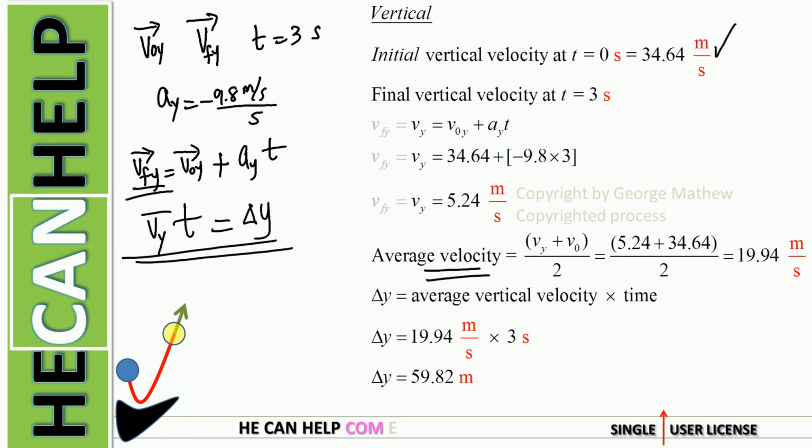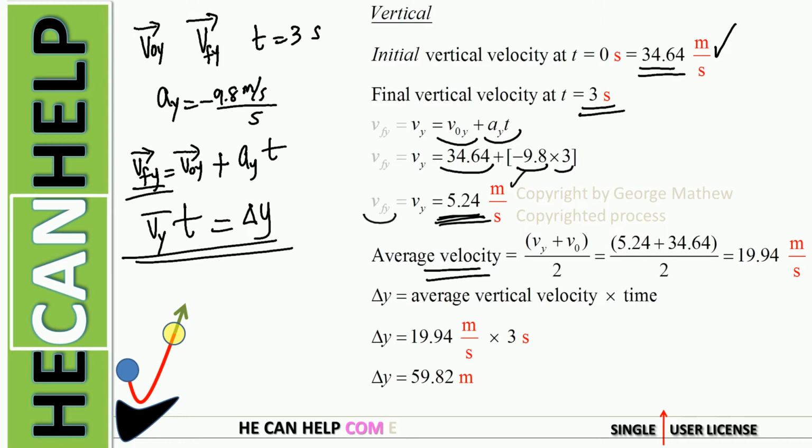You know the initial vertical component at t equal to 0 seconds. It is 34.64 meters per second, 40 sine 60. So we know that. The final vertical velocity component at t equal to 3 seconds is given by v initial y plus acceleration along y times time. V initial y is 34.64. Acceleration along the vertical is negative 9.8. Time is 3 seconds. When you do the math, you get v final y, the vertical component of the velocity vector at t equal to 3 seconds, as 5.24 meters per second.